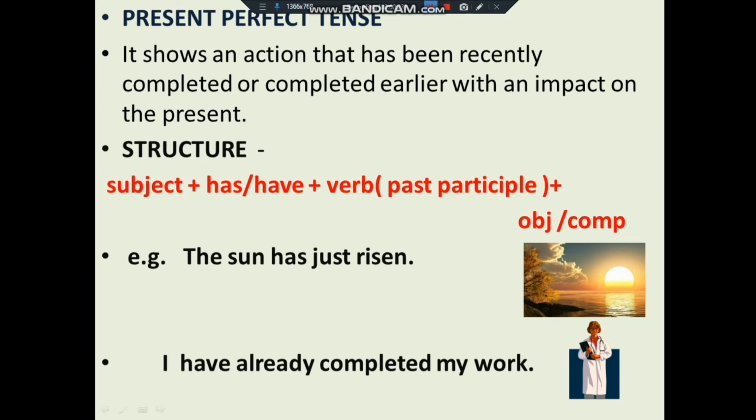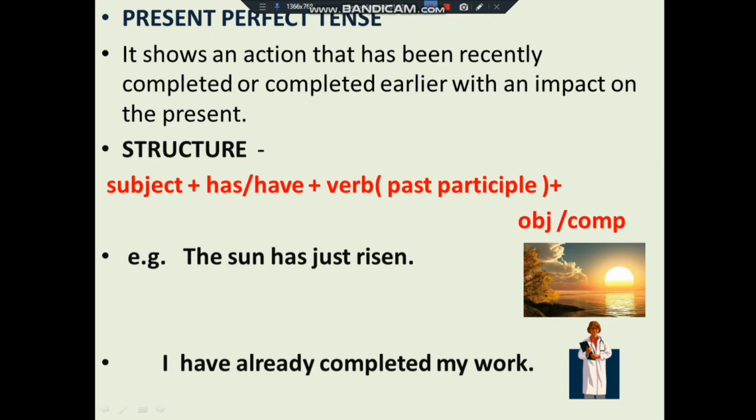So, present perfect tense. It shows an action that has been recently completed or completed earlier with an impact on the present. And what is the difference between past indefinite and present perfect tense? Because both show the complete action. Actually, past indefinite tense is not directly relevant to the present, whereas in present perfect tense, the action has some impact on the present.